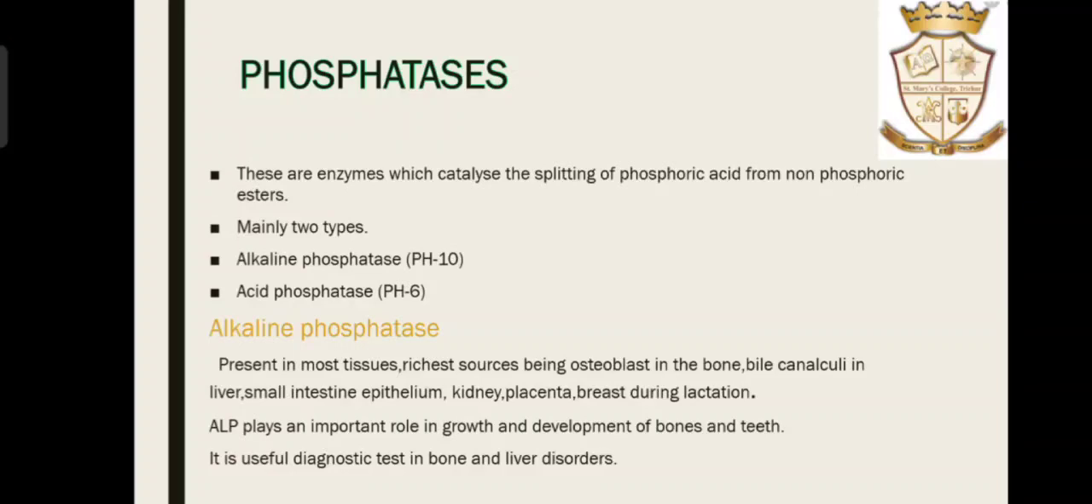Last one is phosphatases. These are enzymes which catalyze the splitting of phosphoric acid from phosphoric esters, mainly of two types: alkaline phosphatase and acid phosphatase. Alkaline phosphatase is present in most tissues, the richest sources being osteoblasts in the bone, bile canaliculi in liver, small intestine epithelium, kidney, placenta, and breast during lactation.